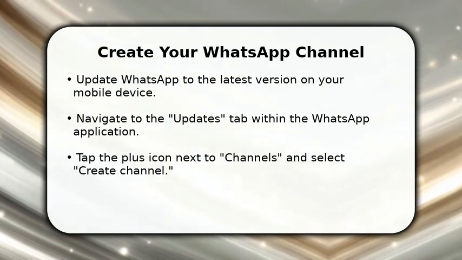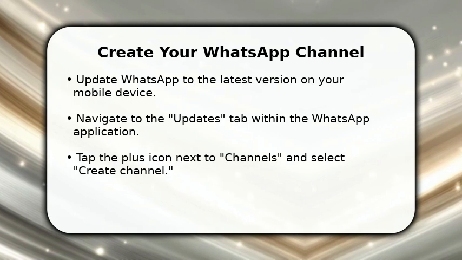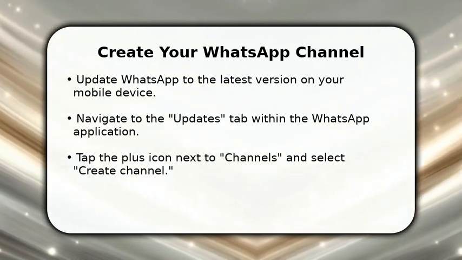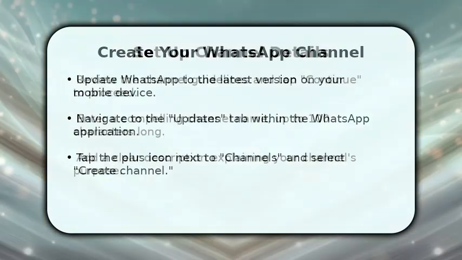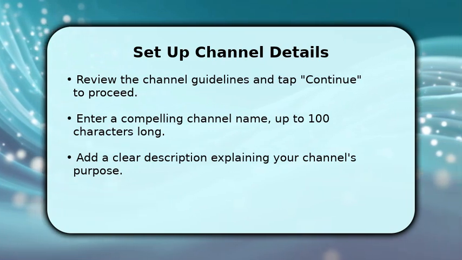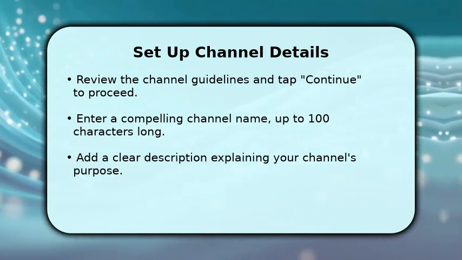Tap the plus icon next to Channels, and then select Create Channel to begin the process. This is the only way to establish a new public broadcast channel. After tapping Create Channel, you'll see some important guidelines. Read them carefully, then tap Continue.